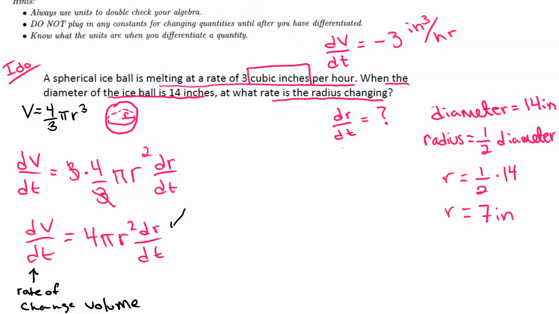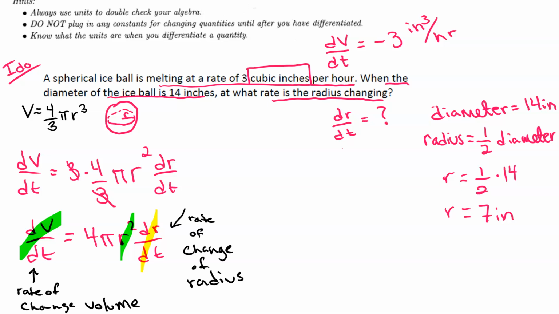And this guy is telling me my rate of change of the radius. So if we're talking about what we know, well, we know dV/dt, we know this guy, and we know the radius, this guy. We're trying to solve for dr/dt, the rate of change in the radius. So we'll be substituting in.